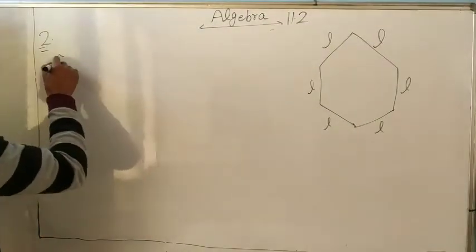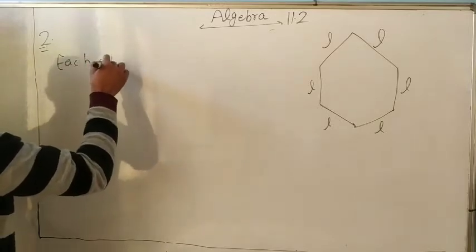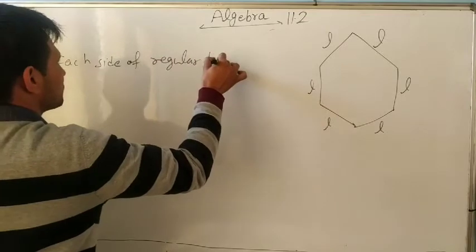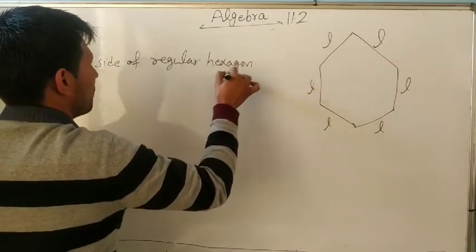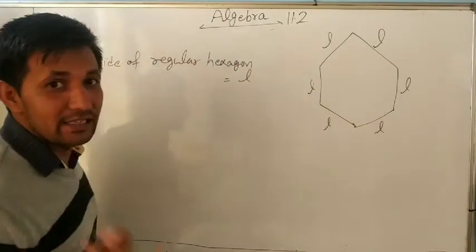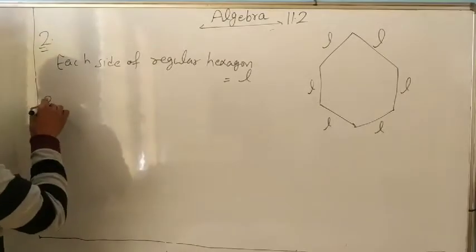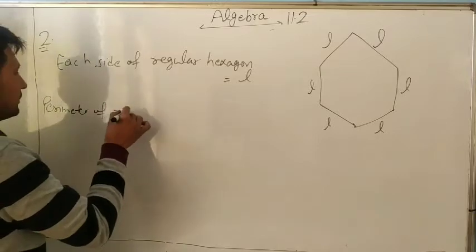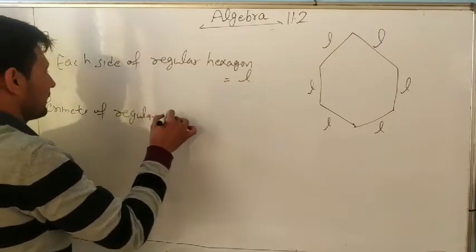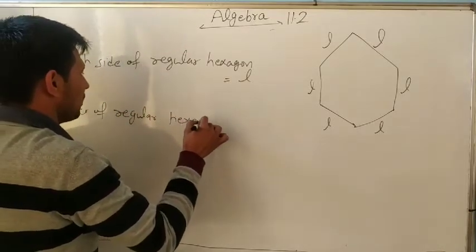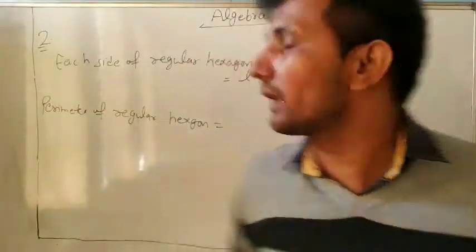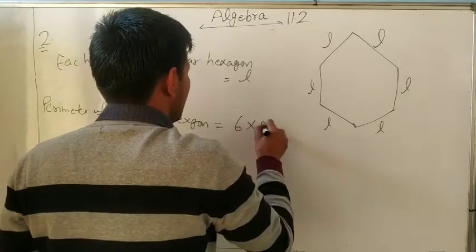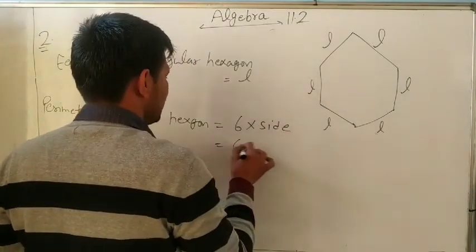To write: each side of the regular hexagon, how much? L. Each side is L. So write perimeter of regular hexagon. How many sides in a regular hexagon? 1, 2, 3, 4, 5, 6. So 6 multiply side, so 6 into L.